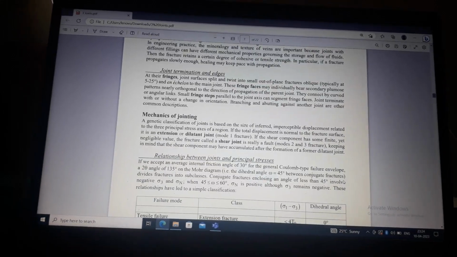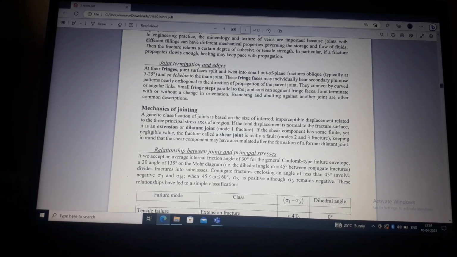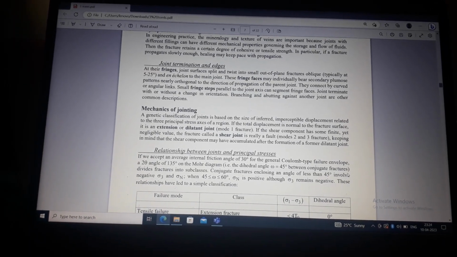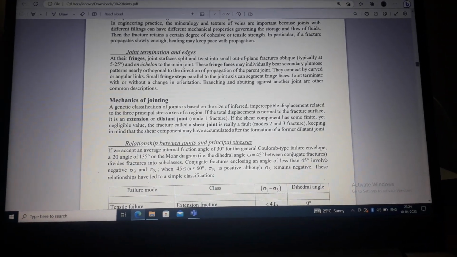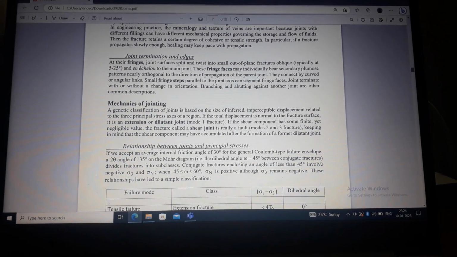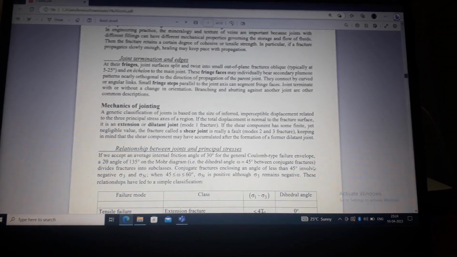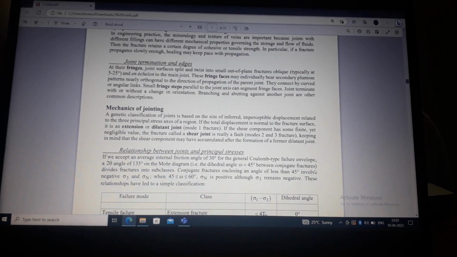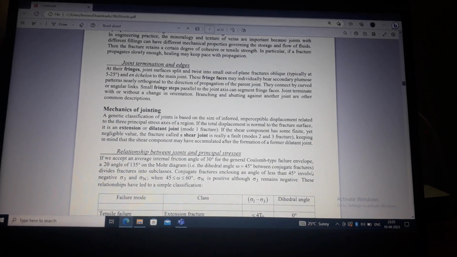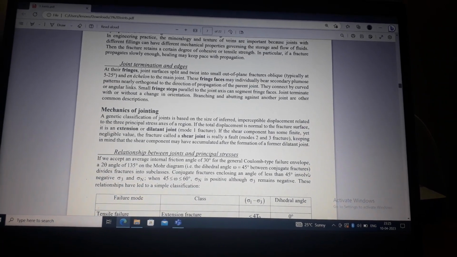Mechanics of jointing. A genetic classification of joints is based on the size of inferred imperceptible displacement related to the three principal stress axes of a region. If the total displacement is normal to the fracture surface, it is an extension or dilatant joint, mode 1 fracture. If the shear component has some finite yet negligible value, the fracture called a shear joint is really a fault. Modes 2 and 3 fracture.